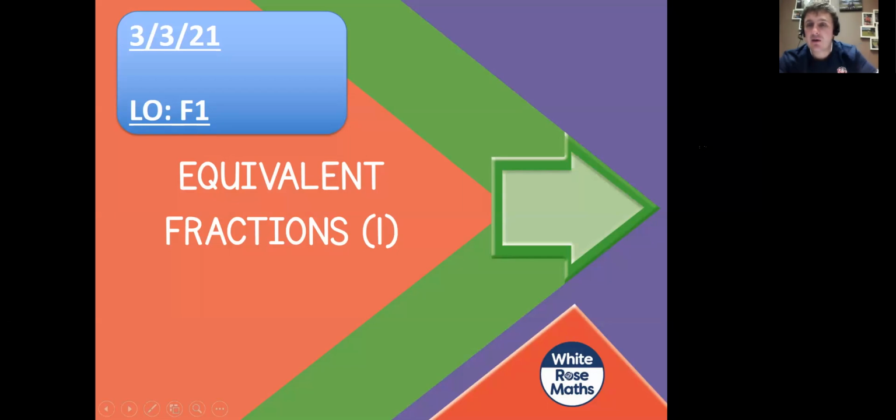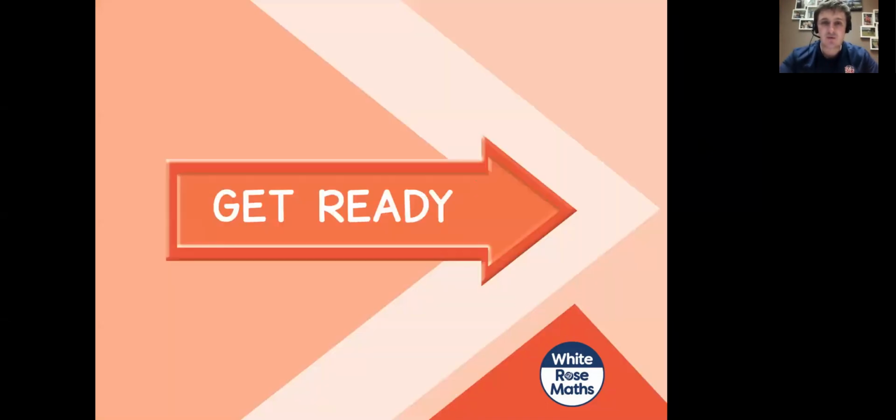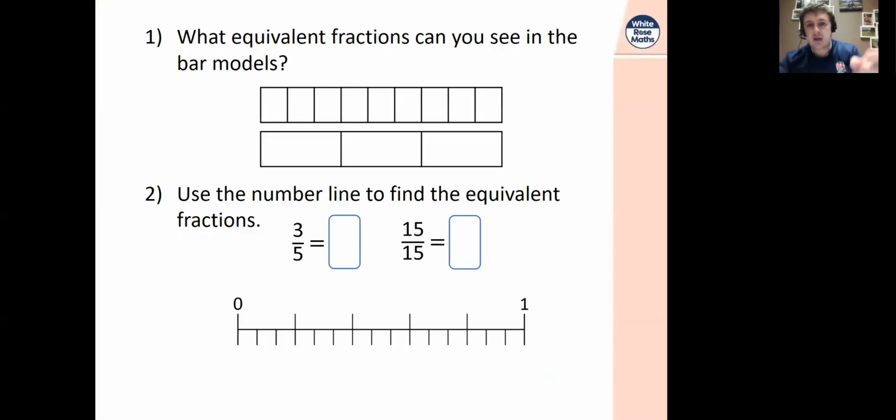As you can see, we are carrying on with our equivalent fractions, and what we're doing now is putting together the bits of the jigsaw that you've already been working out the past few days. Don't worry, today it's a pretty straightforward lesson, and it's just going to make sure we're at the right point, and then we can move on to what we're doing in the next few days and weeks. Okay, so before we get started, let's get ready, and here are some questions for you to have a go with at home. Pause the video now and go and do it.